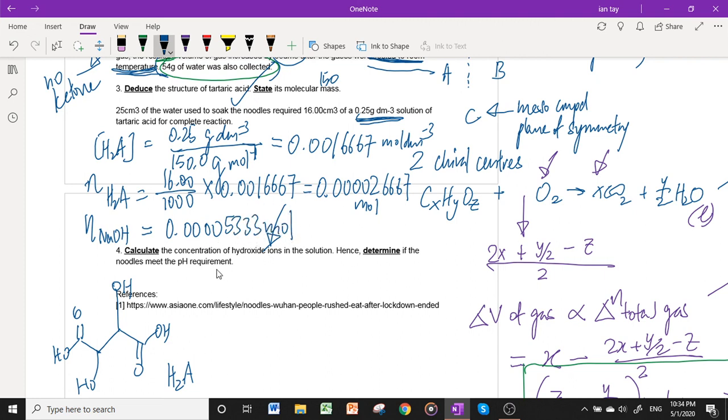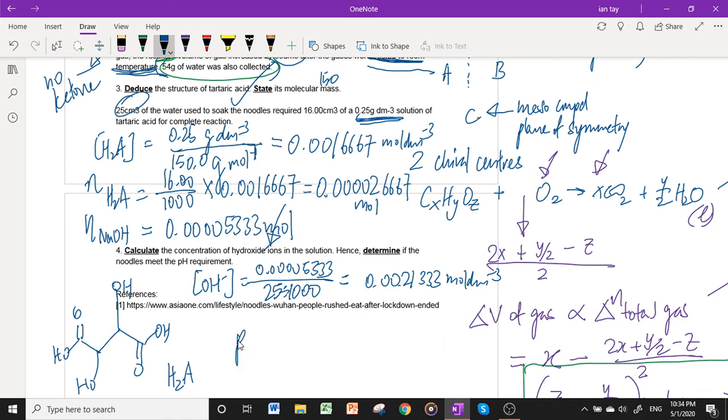What is the concentration of hydroxide ion? It's simply the number of moles divided by the volume. What is the volume? 25 cm³. Convert it to dm³ by dividing by 1000. It gives you 0.0021333 mole per dm³, and because NaOH is a strong base, so strongly alkaline, this is equal to the concentration of OH⁻.